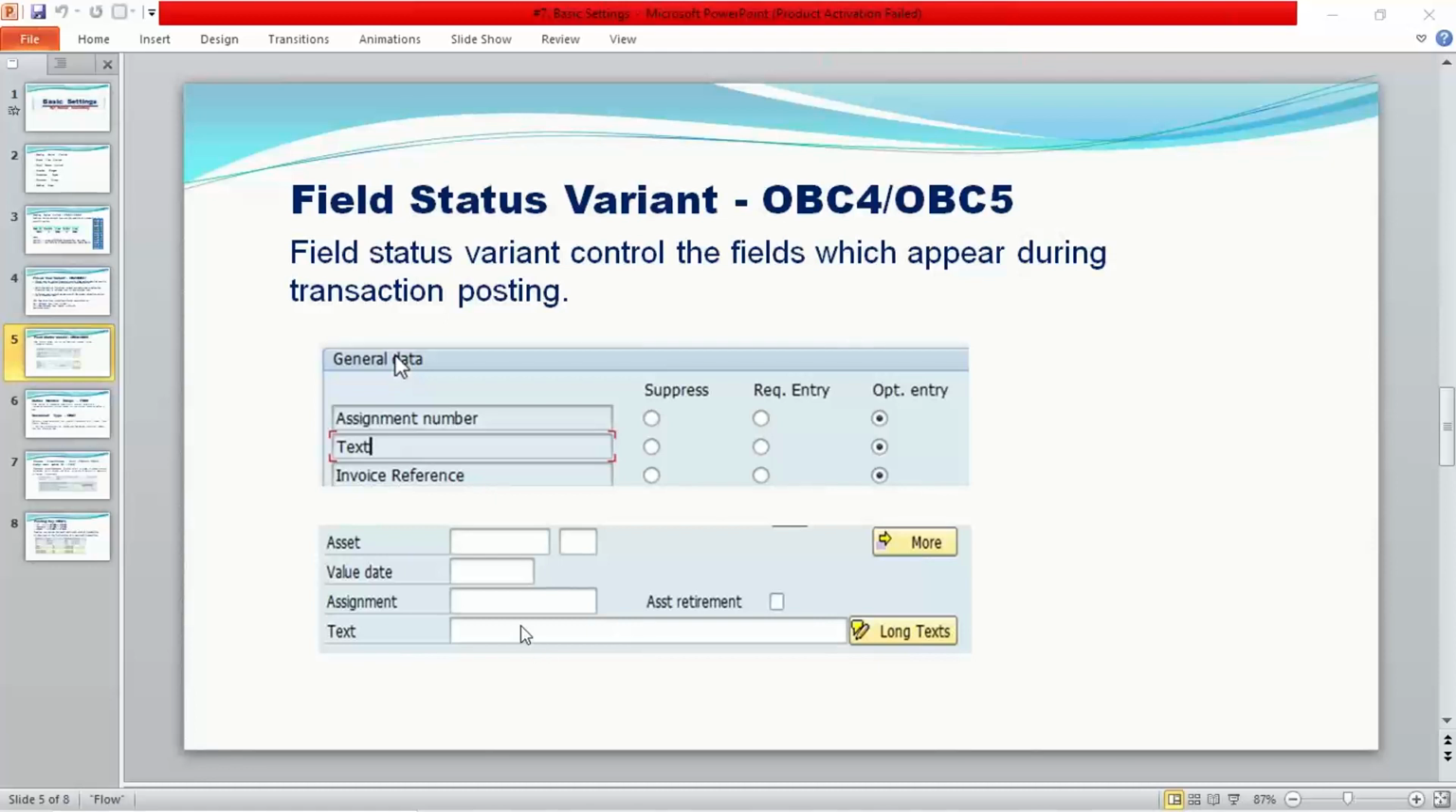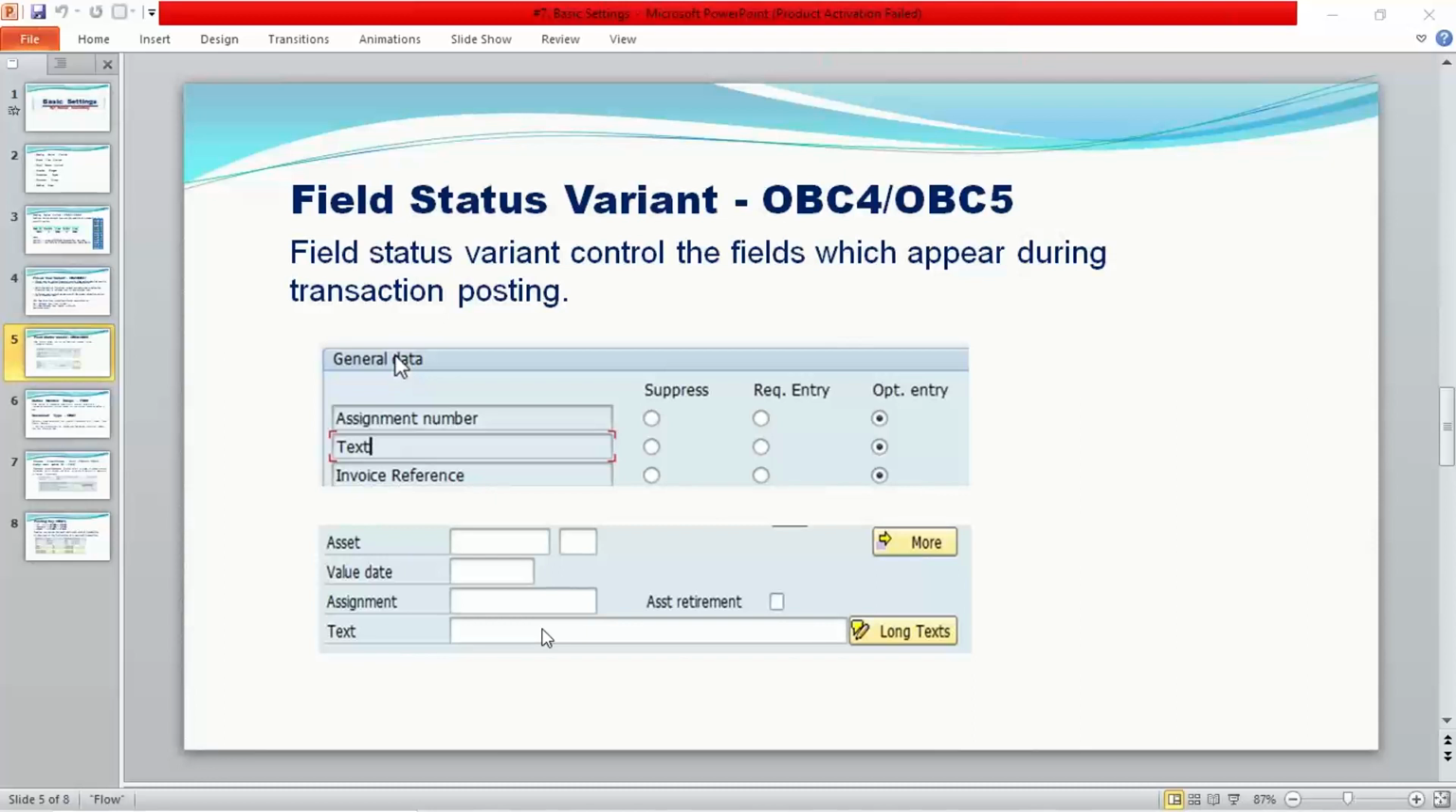So this is the meaning of optional. This field is optional, these fields are all optional. Optional means if you give any details, it's okay, it will be accepted by the system. Even if you don't give any, it will be accepted. So this is called an optional field.